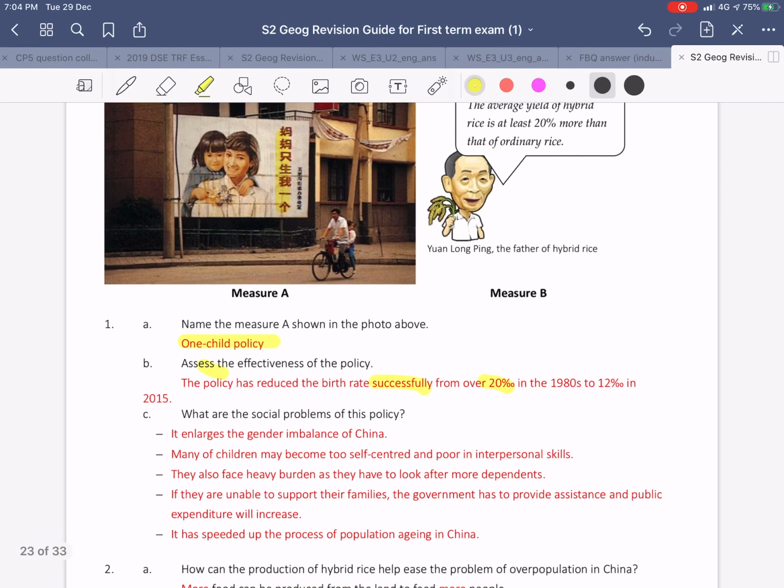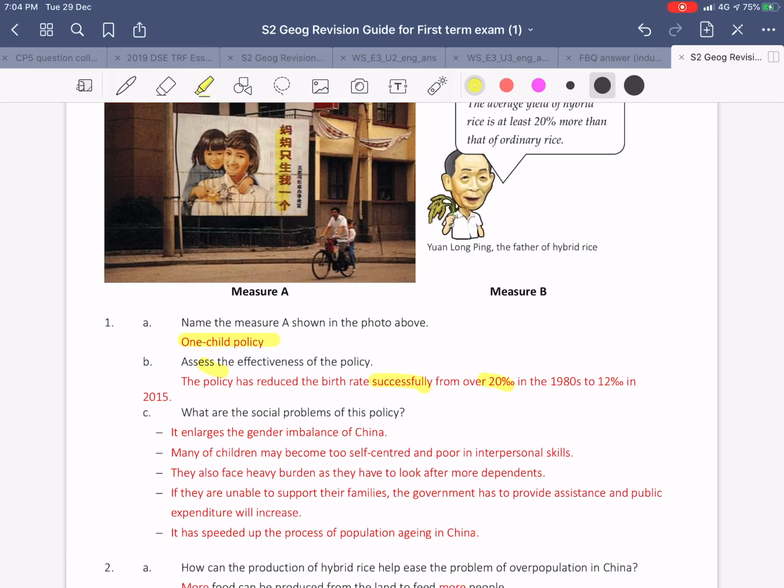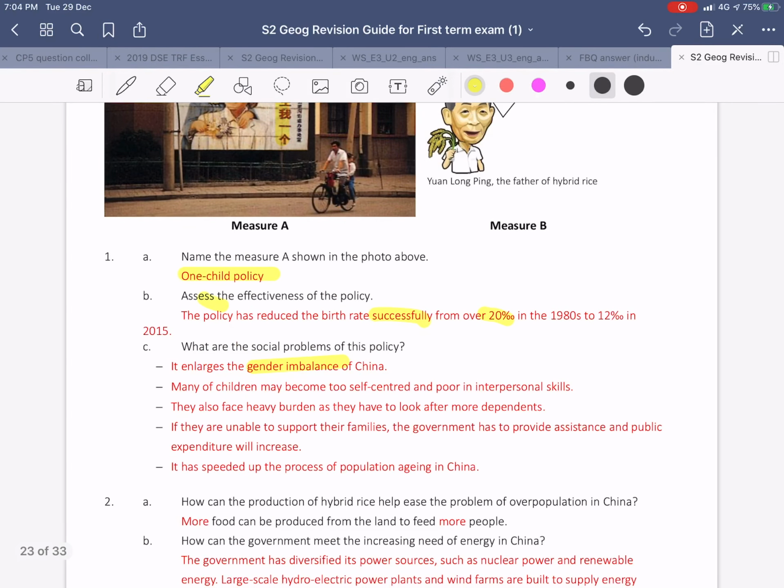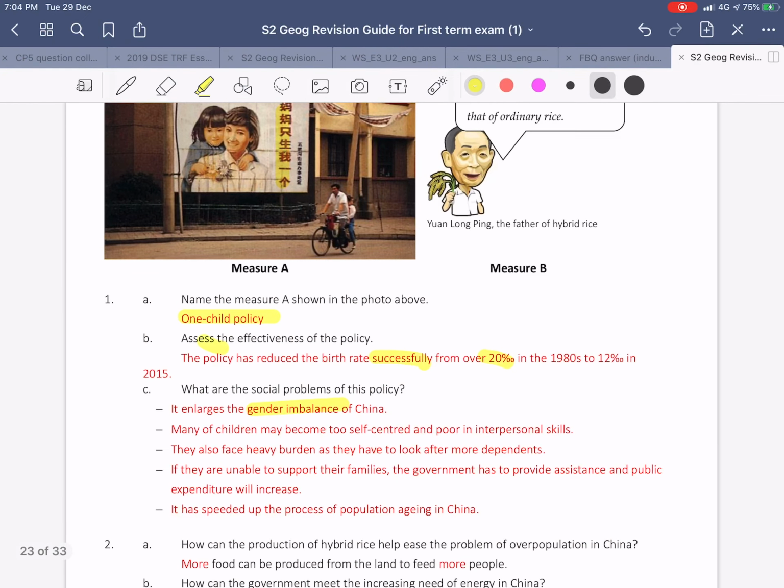Okay, and then it can reduce the dependent population somehow. But what are the social problems? It enlarges the gender imbalance of China. Okay, so you can find that some Hong Kong girls have a mainland boyfriend, because there are more mainland males than females. They may lead to finding other girls in other areas. Not just Hong Kong, it is also in Russia and different kinds of countries. Okay, you can also find different pairs that are made up of different nationalities.